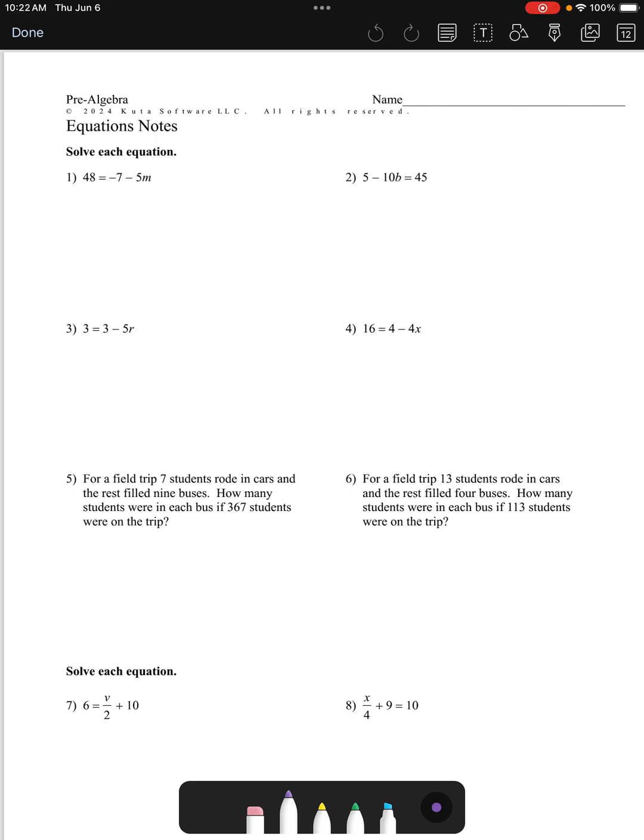In today's problems, our variables are going to have both a number superglued to them and another number that's just hanging out on their side of the equation. So let's take a look at number 1 and see what I mean. We have the equation that 48 equals -7 minus 5m. With that m, there are 2 other numbers on the right side, a -7 and a -5. The -5 is directly attached to the m. The -7 is just hanging out on that side of the equation.